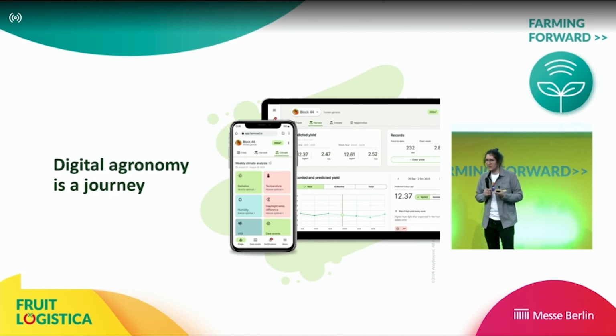And then as we can see with the case with African Blue, once you've solved one problem, it makes it easier to adopt digital agronomy to solve another. Over time, we can increase the amount of digital agronomy we use on a day-to-day basis in our farms.